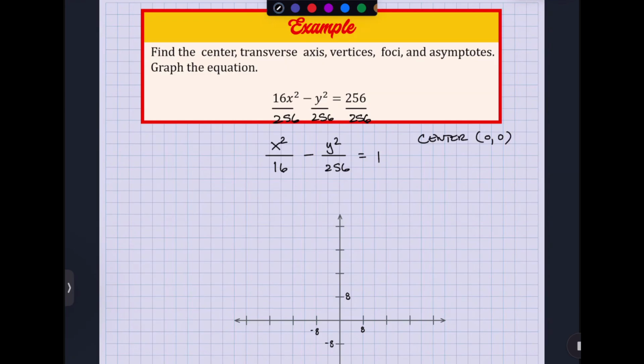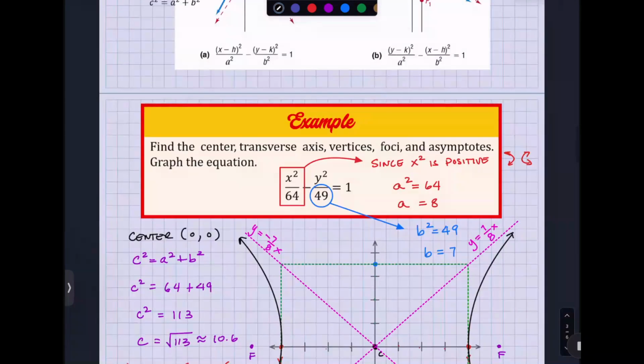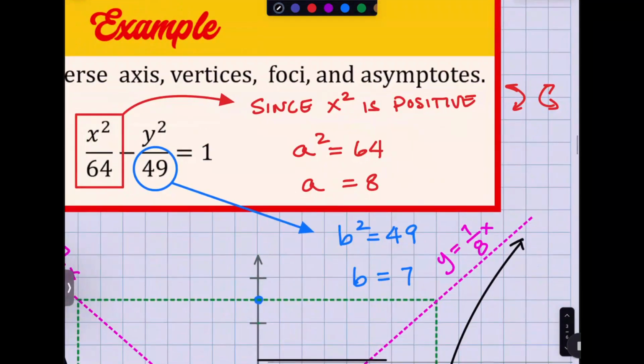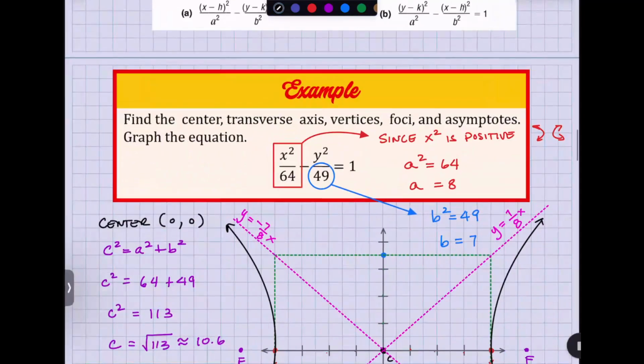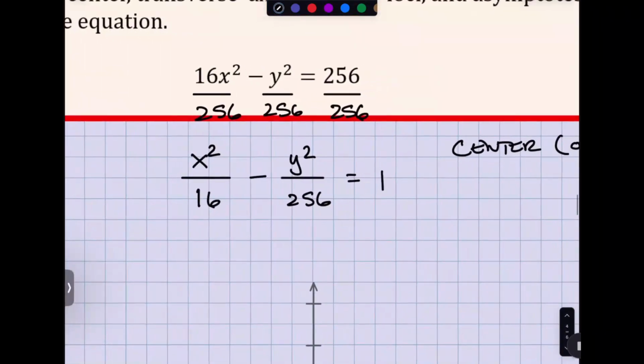Why? Because the x squared is positive. So remember, it's different from the ellipse. Right? The ellipse, we're looking for the bigger number in the denominator, and that's my a squared. With this, we're looking at whether the x squared is positive versus the y squared is positive. So refer back to this note right here, when I wrote this right here. Since the x squared is positive, that's why it opens left and right. See that? Here, again, since the x squared is positive, it has to open left and right.